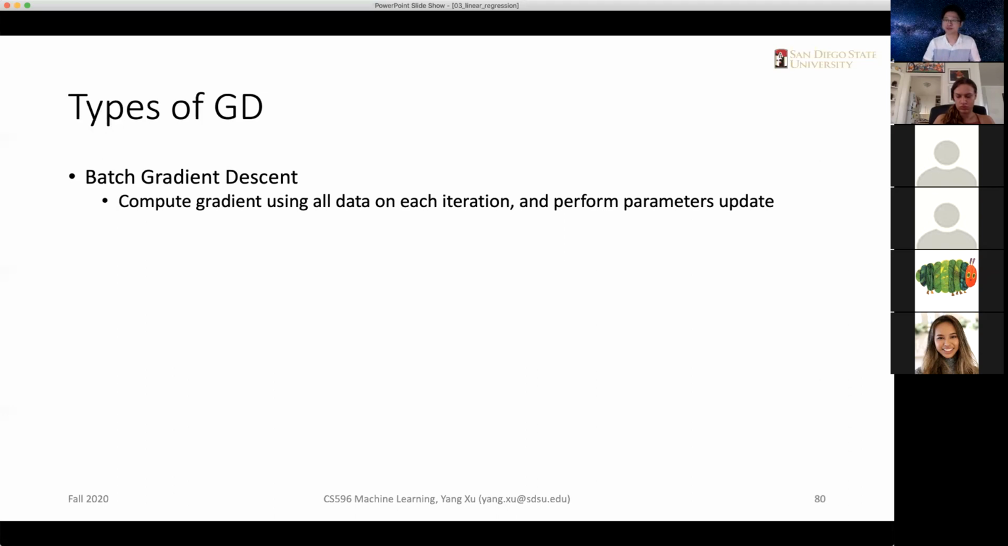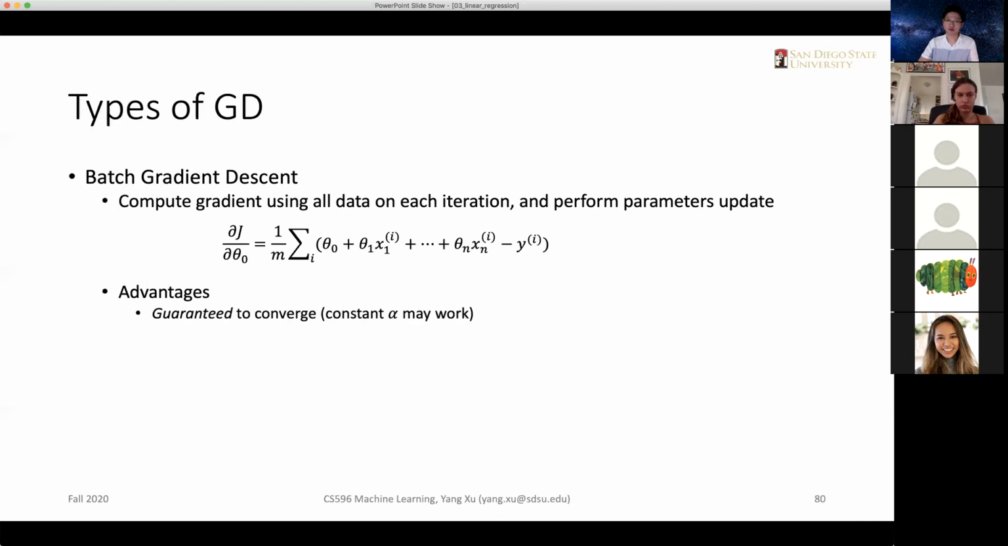But in most real-world machine learning applications, the data is big, and we need to partition the data into different batches, into different mini batches. So the advantage of batch gradient descent is that it is guaranteed to converge.